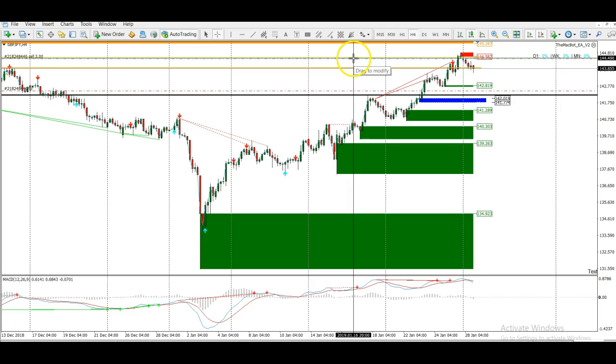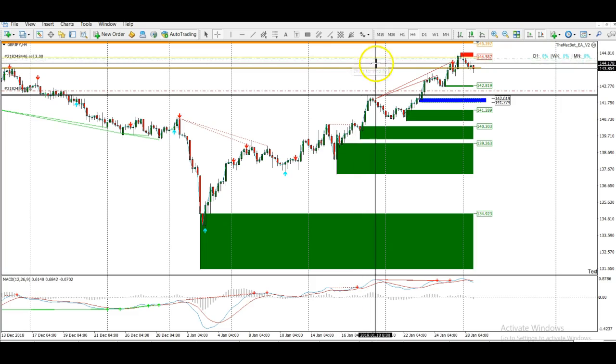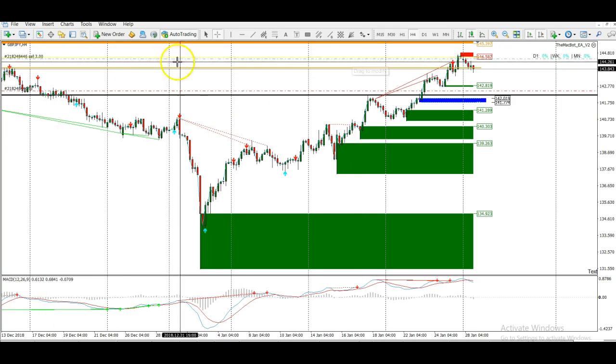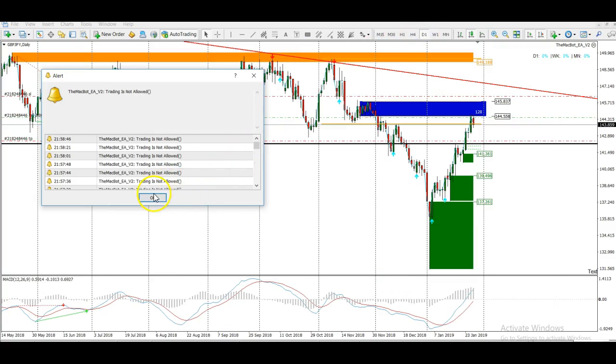We got in at 144.449. We sold it here, 3 lots, and it's been dropping nicely. So I'm just going to leave it here the next few days. So it's a very simple process for day trading.